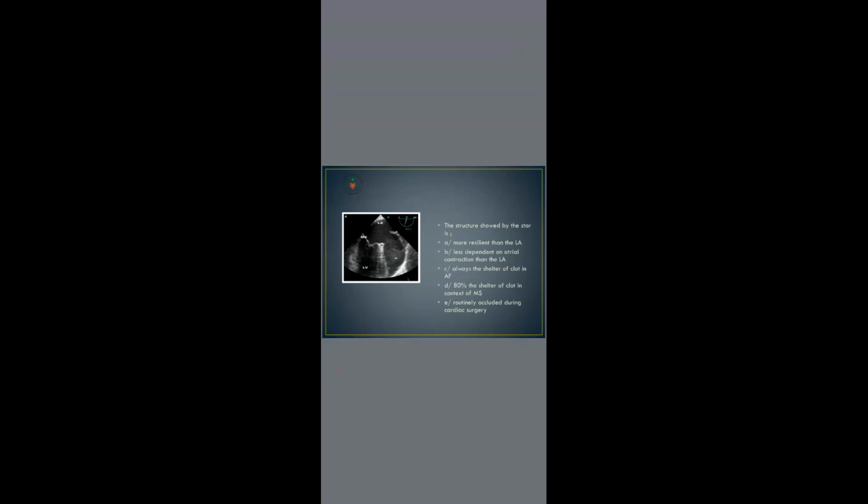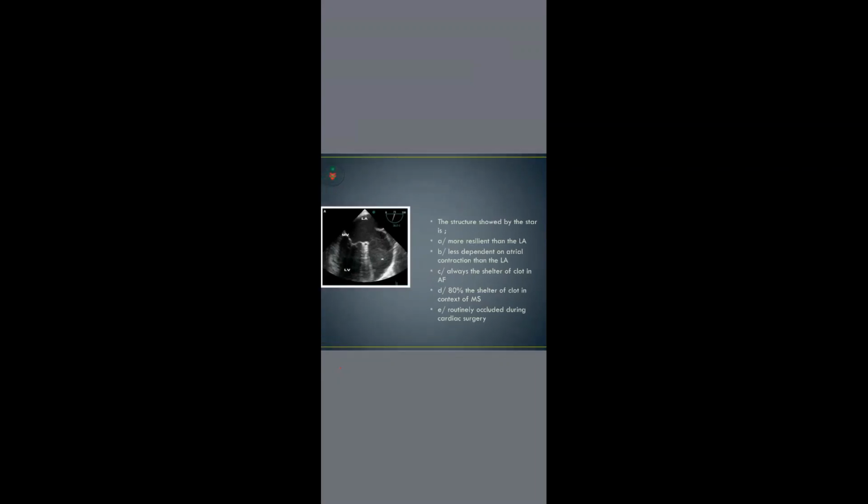So the first question is, you have an image on the left and a question on the right. The structure shown by the star, and I hope you are seeing that star, is more resilient than the left atrium, less dependent on atrial contraction than the left atrium, always the shelter of clot in atrial fibrillation, 80% the shelter of clot in MS, routinely occluded during cardiac staging. So what do you think the right answer is?